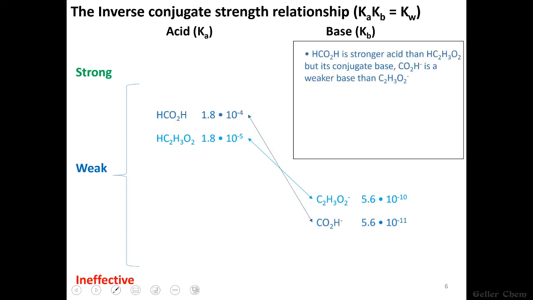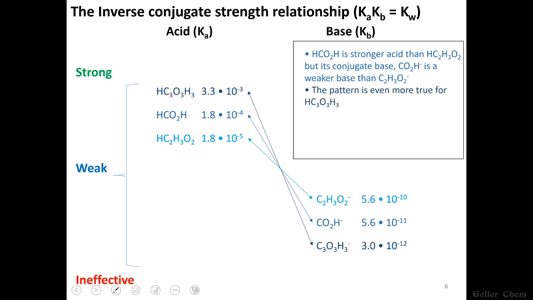Now let's look at formic acid. HCO2H, Ka is 1.8 times 10 to the minus 4. Still a weak acid, but not as weak as acetic acid. It is a larger Ka value. Well, if we were to solve for its conjugate base's Kb, we would get 5.6 times 10 to the minus 11. So this is an even weaker base than acetic acid's conjugate base.